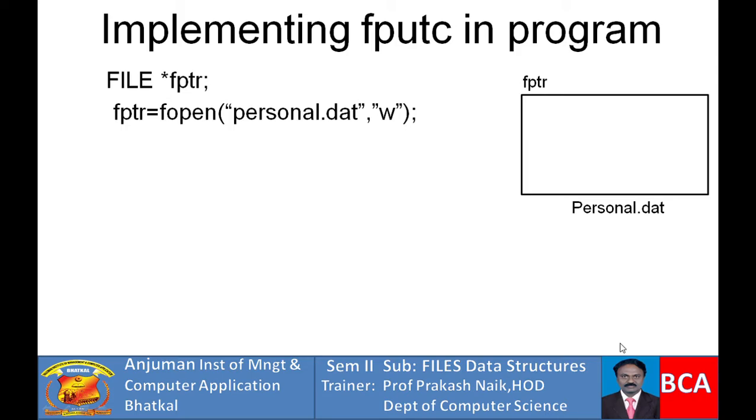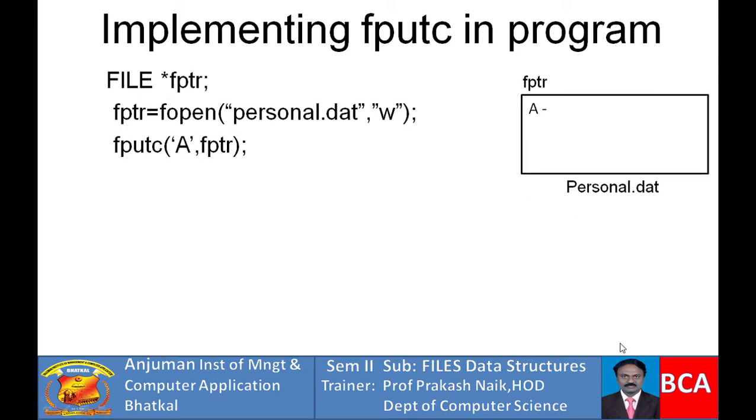How to store data is like this. fputc('A', fptr). That means the letter A is written to the file that is associated with fptr. What is associated with fptr? personal.dat. So the letter A is being written to personal.dat. Now you can see one more instruction: fputc('I', fptr).